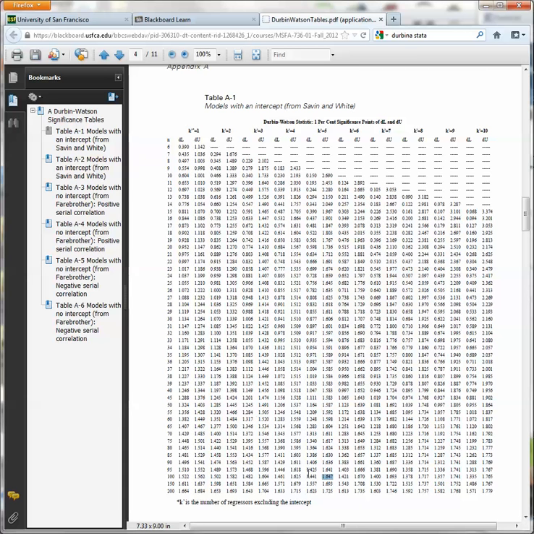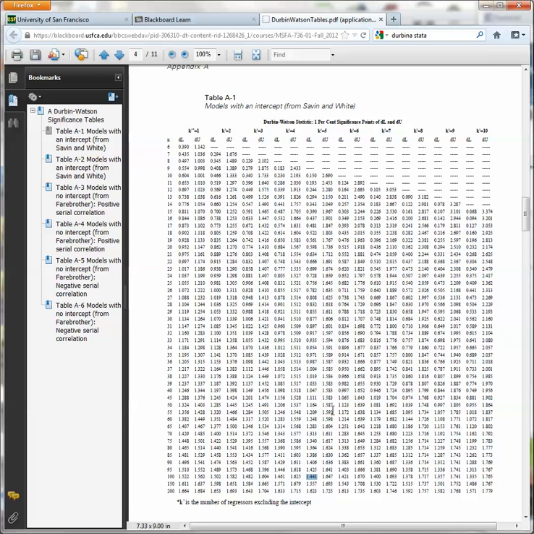If the Durbin-Watson test statistic we had obtained was between 1.441 and 1.647, we would not be able to make a decision. And if it were greater than 1.647, we would not reject the null hypothesis. So what we're really looking to do, if we're going to reject the null hypothesis, is to have a Durbin-Watson statistic that's less than this lower value of 1.441.